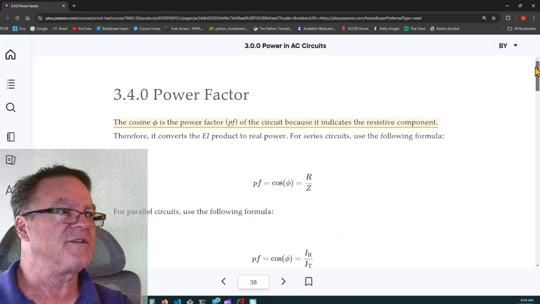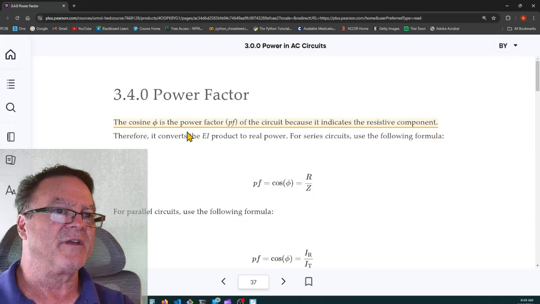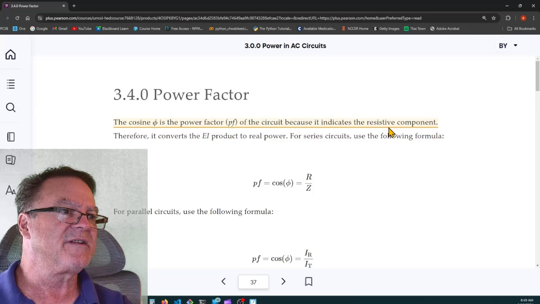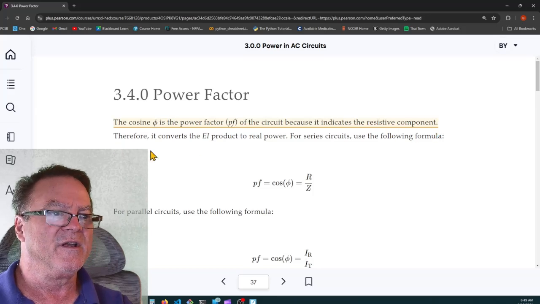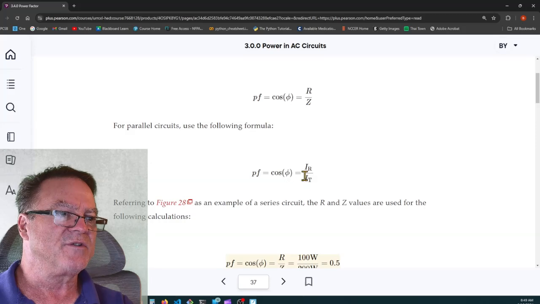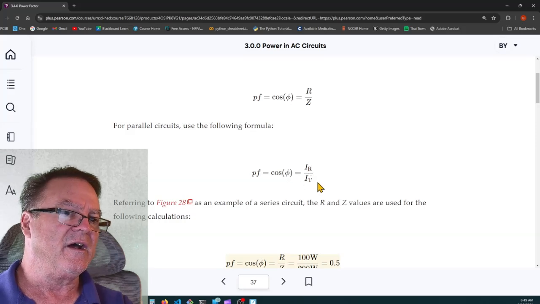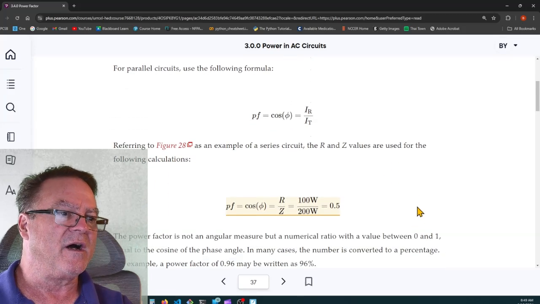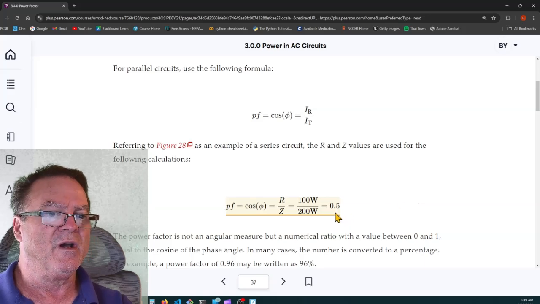Power factor here. This is what we hit on. This is a highlight. The cosine theta in a power is the power factor of the circuit because it indicates the resistive component. So the cosine is the adjacent divided by the hypotenuse, or resistance divided by the impedance, and it's the cosine of theta. And then you multiply it times 100 in order to get it into a percentage.